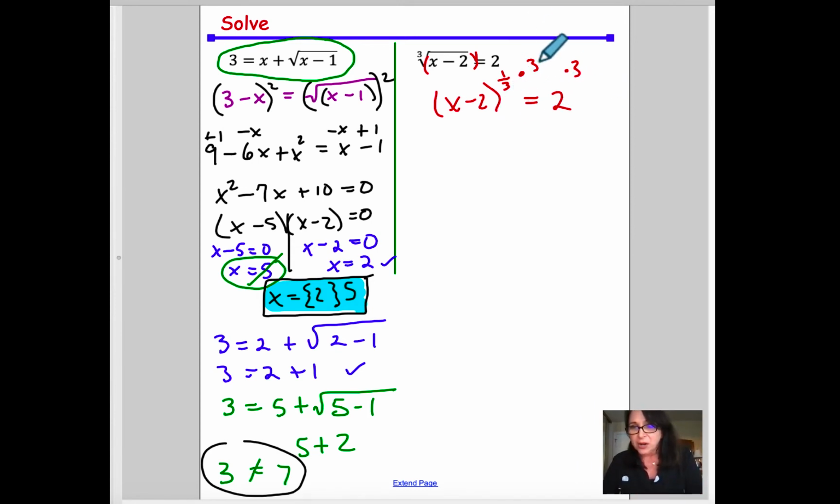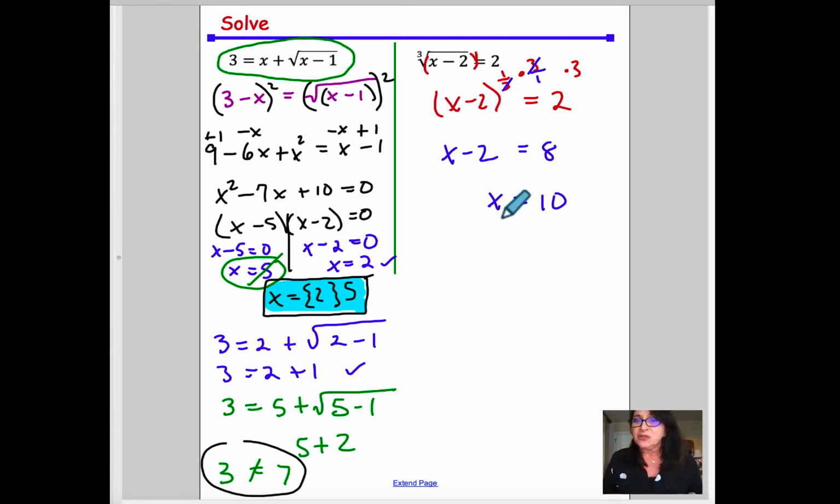And so here, these 3's are going to cancel because that's 3 over 3, which is 1. And I'm left with x minus 2 equals, and then 2 to the 3rd power is 8. So I'm going to add 2. I get x is equal to 10. So I'm done. However, again, you need to check your solution and make sure that it is not an extraneous solution.